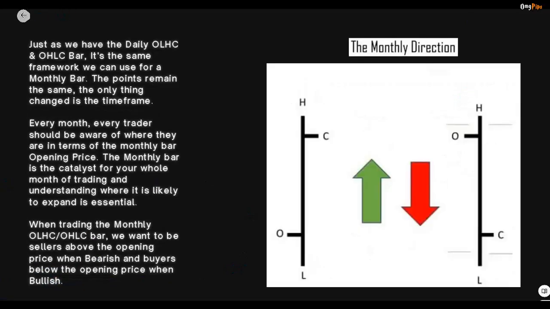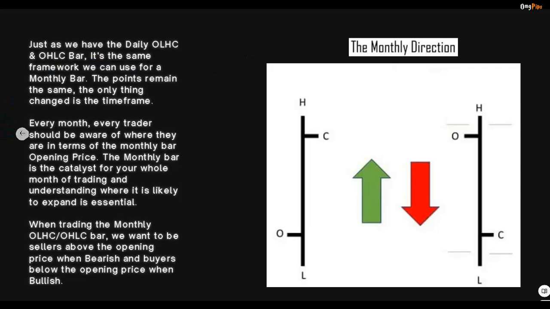From the fractals, go to the monthly direction. Just as we have the daily bullish and bearish bar, it is the same framework we can use for a monthly bar. The points remain the same. The only thing changed is the time frame. The candlesticks on the monthly are the same as the candlesticks on the daily.